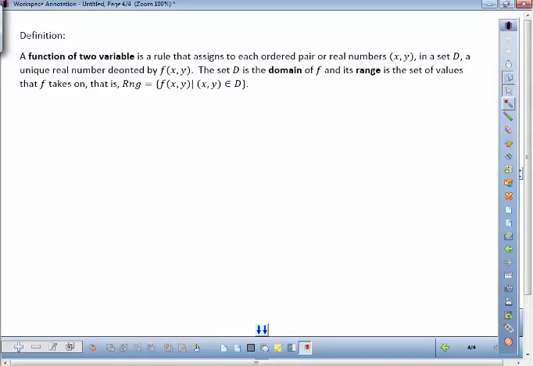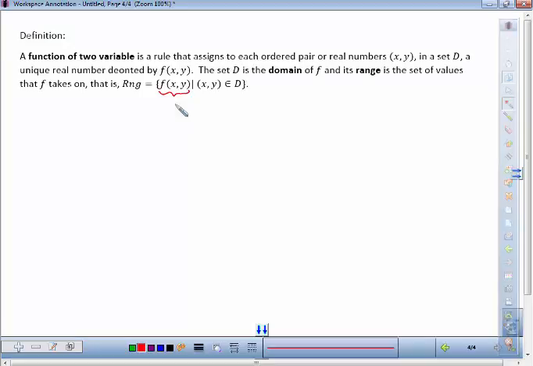So when you see this symbol over here, I know it has an x and a y and a function for its name, but really that whole thing is just a real number, a scalar, if you want to think about it that way. And that's your output.